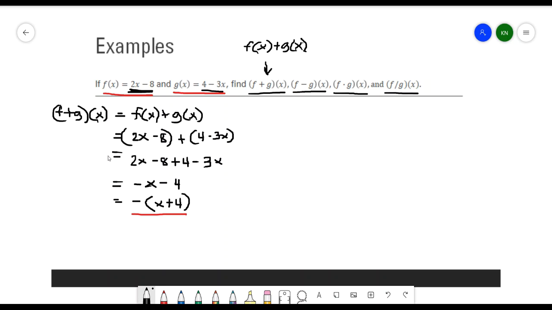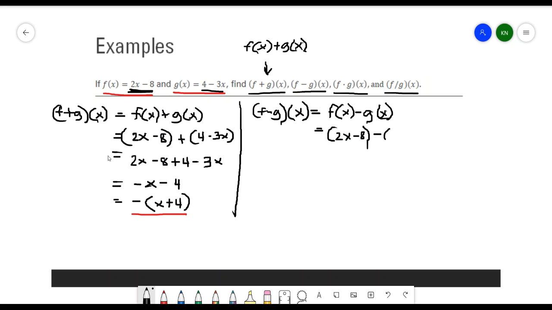Now let's also try to solve our f minus g of x. So we have here f minus g of x is equivalent to f of x minus g of x, wherein our f of x is still the same. We have 2x minus 8 minus our g of x, which is 4 minus 3x, and that is equivalent to 2x minus 8 minus 4. Negative times negative, that is positive 3x. So we have 2x plus 3x, that's 5x. Negative 8 minus 4, that is negative 12. So this is already the result of our f minus g of x.